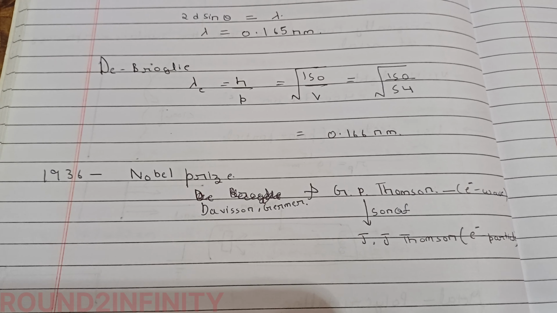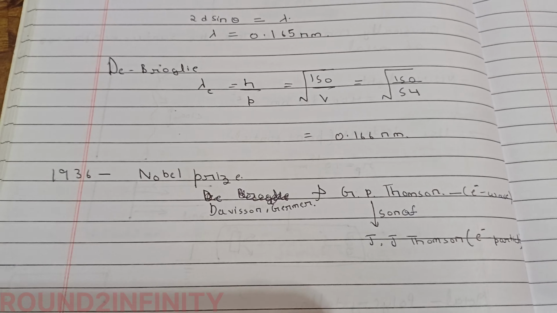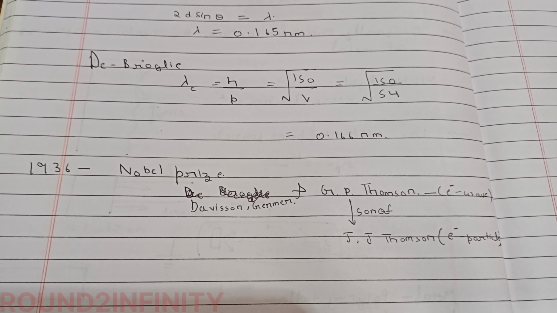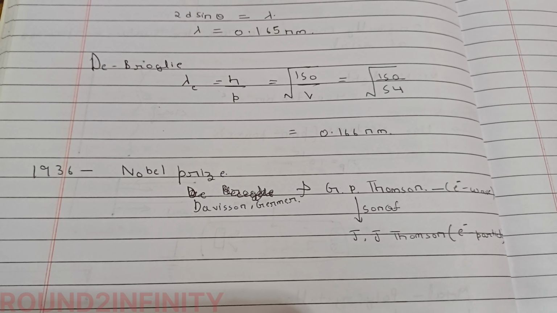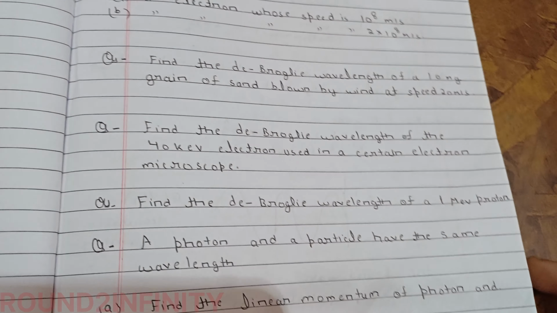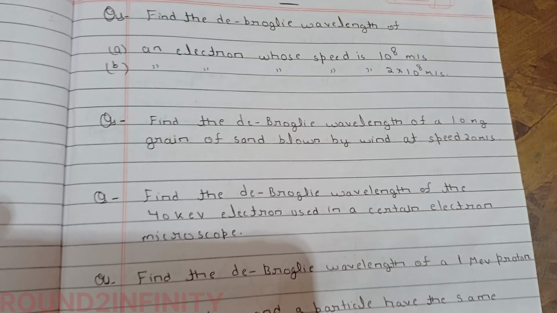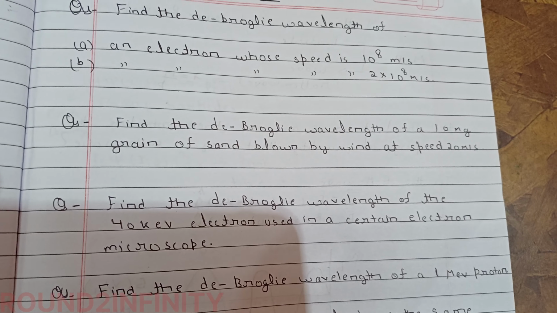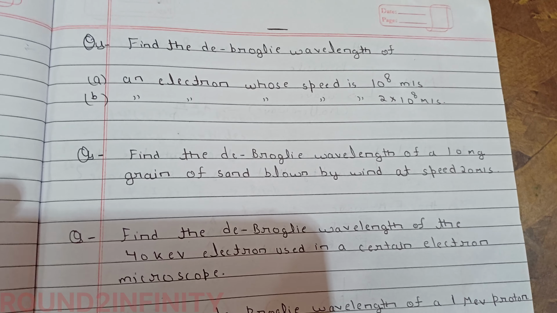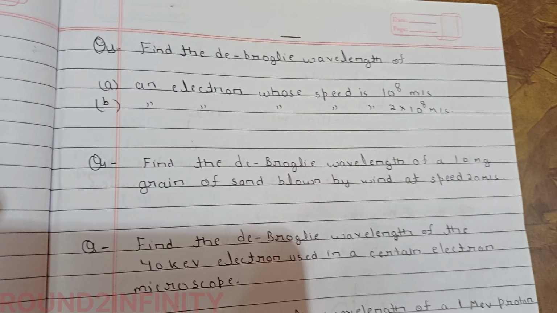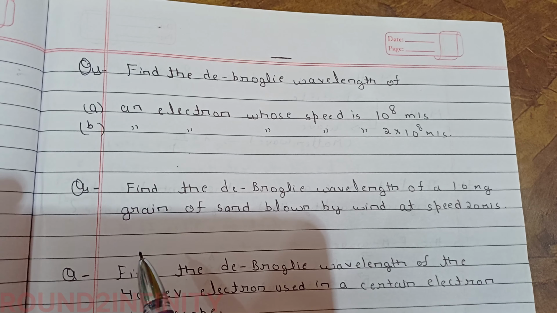So hello everyone, this is lecture 9 for quantum mechanics. In the last lecture we went up to the Davisson-Germer experiment, and we discussed already the de Broglie hypothesis. In the proof of this experiment, Davisson and Germer showed that every particle or matter should have wave nature, and they proved it for the electron. Now try to solve these questions based on the de Broglie hypothesis.